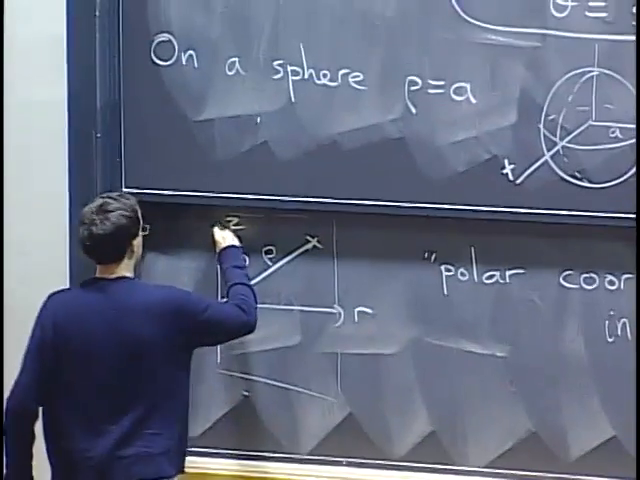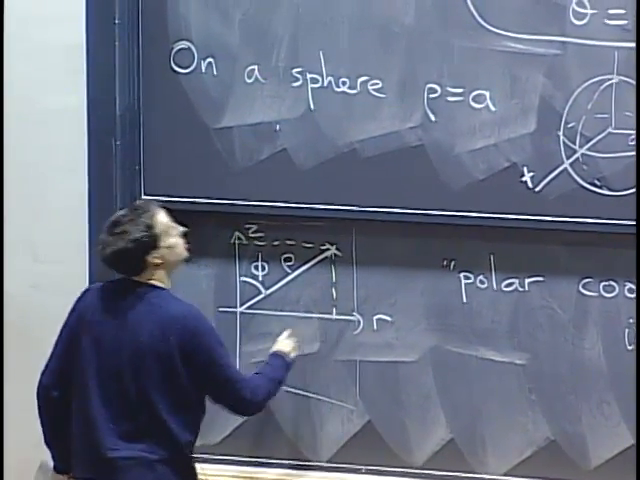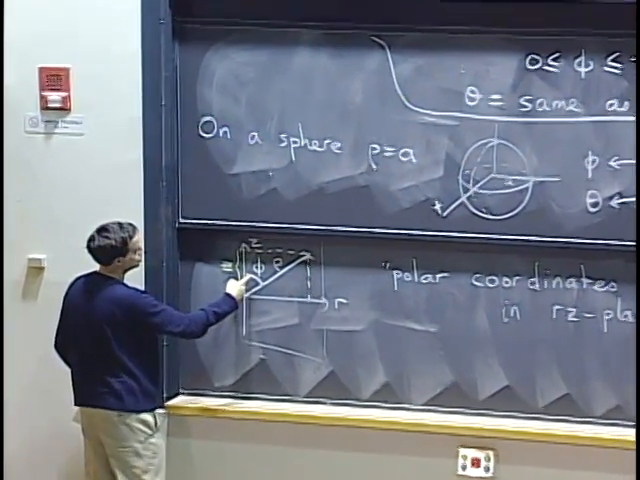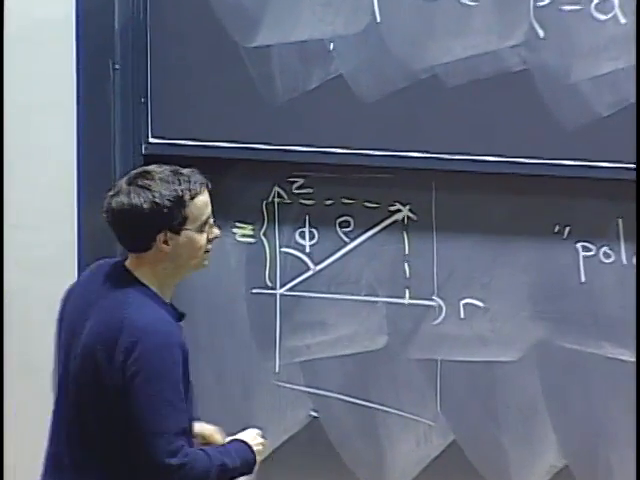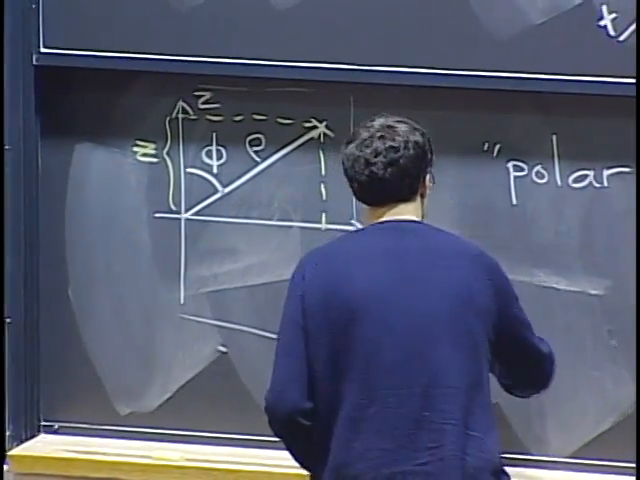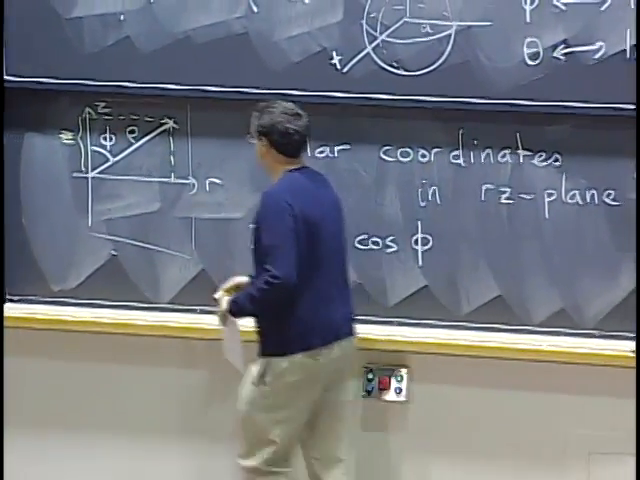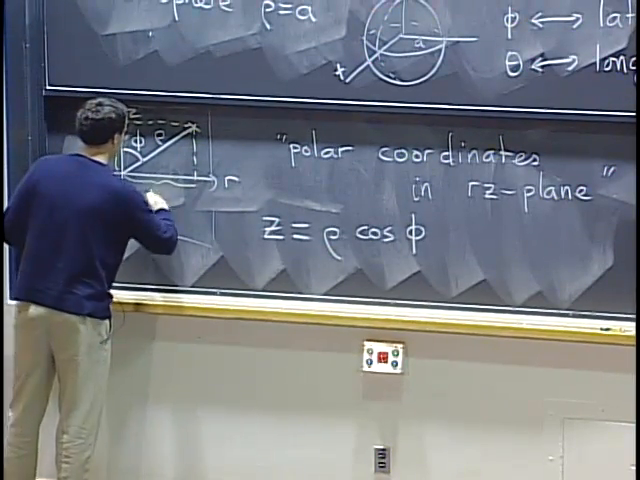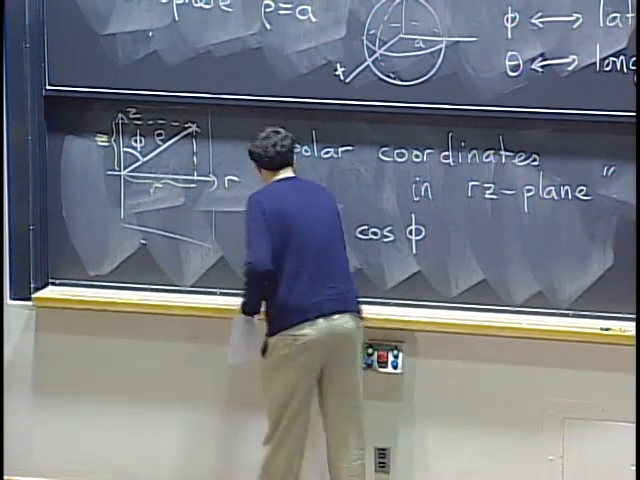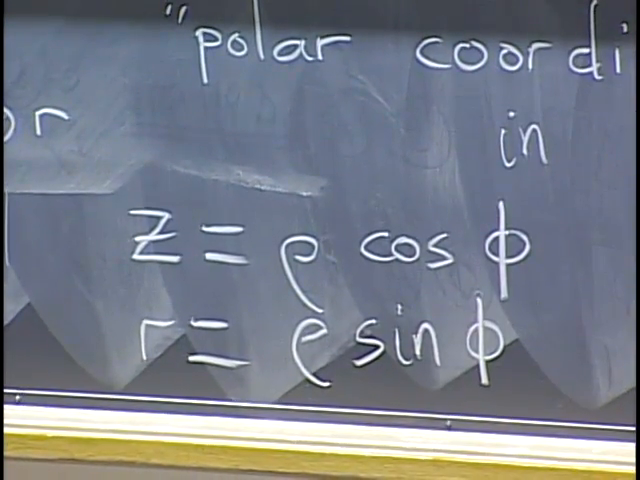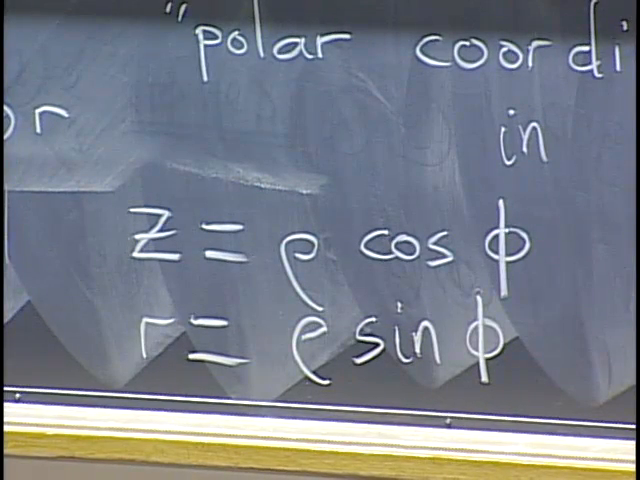If I project here or here, so this length is z, but it's also rho times cosine phi. Okay, so I get z equals rho cos phi. And if I look at r, it's the same thing, but on the other side. So r will be rho sine phi. So you can use this to switch back and forth between spherical and cylindrical.